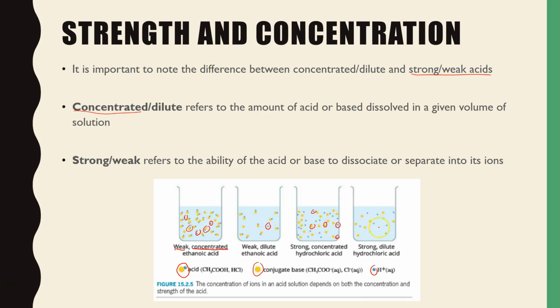With respect to this one here, we have complete ionization of the acid. This acid has completely ionized to form protons and the conjugate base. However, there are not many of them, so we define it as dilute. So concentrated but weak, concentrated but strong, weak dilute, and strong dilute.